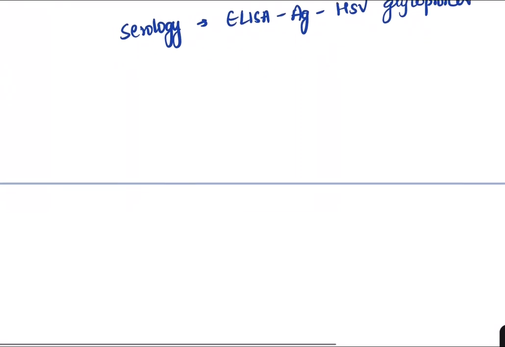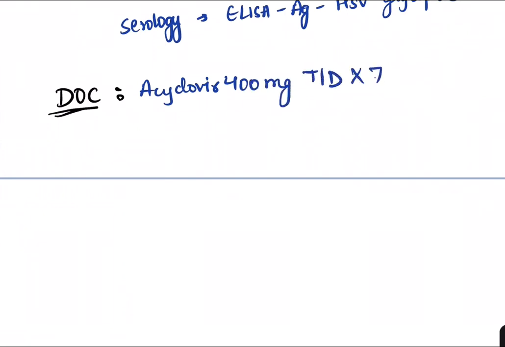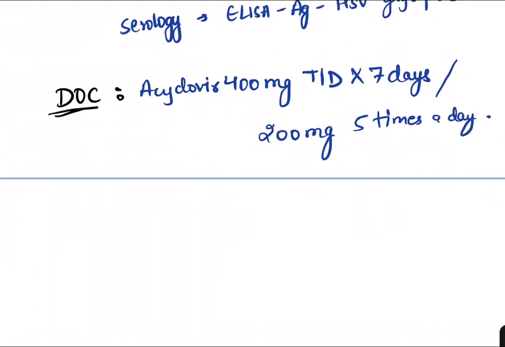And for herpes, there is a drug of choice. What is the drug of choice for herpes simplex virus? As it is a virus, please remember, for virus we give acyclovir. That is 400 milligram thrice a day for 7 days. It has to be given 3 times every day, continuously for 7 days. What has to be given? Acyclovir 400 milligram. And if 400 milligram is not available, then we can give 200 milligram, but we have to give it 5 times a day.